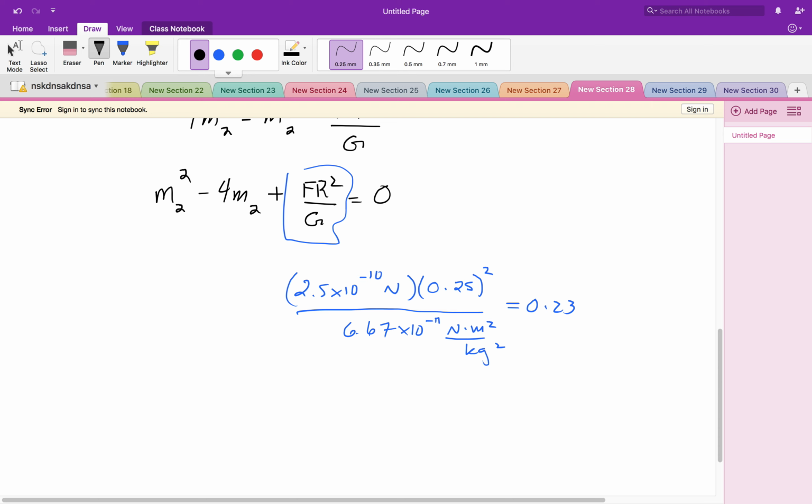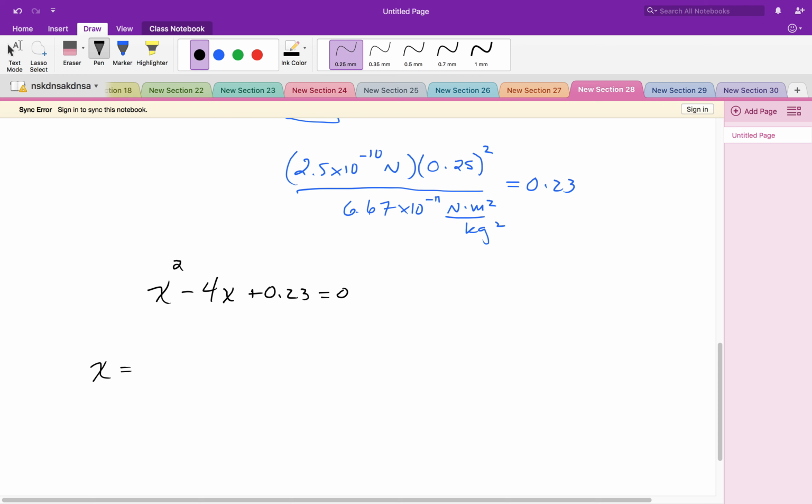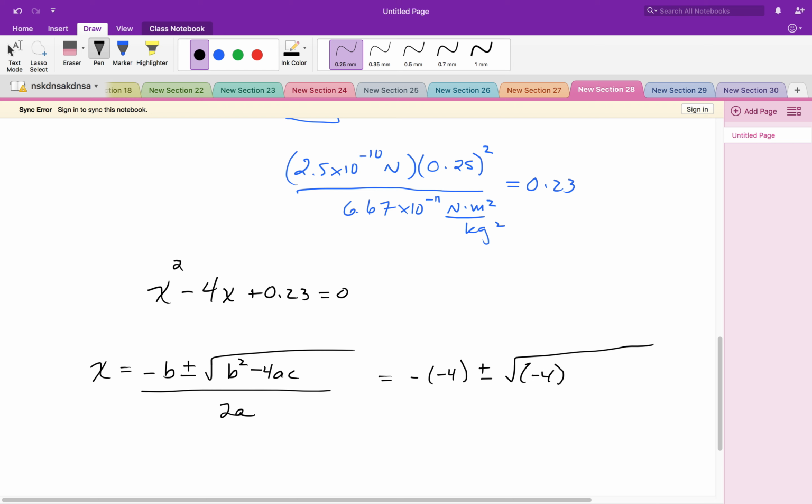So what was the point of that? The point is you can rewrite this. Let's call it x instead. It'll look more familiar: x squared minus 4x plus 0.23 equals 0. And this is a quadratic equation, and you can solve this using the quadratic formula. Just as a reminder, x equals negative b plus or minus the square root of b squared minus 4ac, the whole thing over 2a. So b is negative 4, so this will be negative negative 4 plus or minus the square root of negative 4 squared minus 4 times 1 times c, which is 0.23, all divided by 2 times 1.